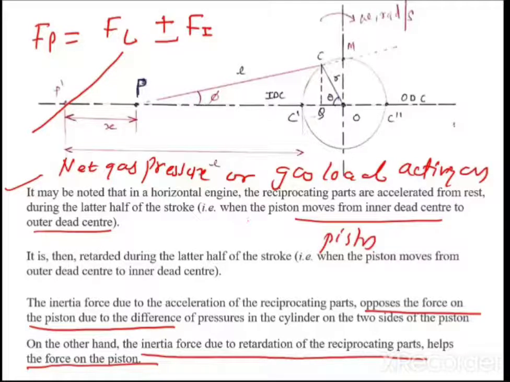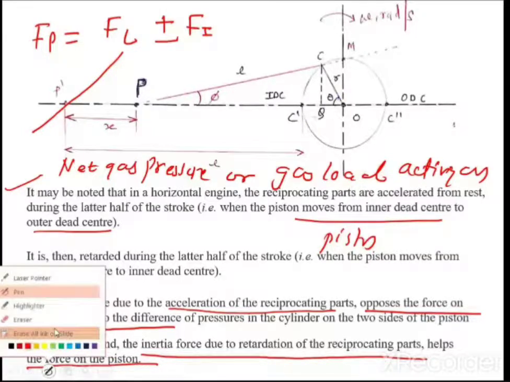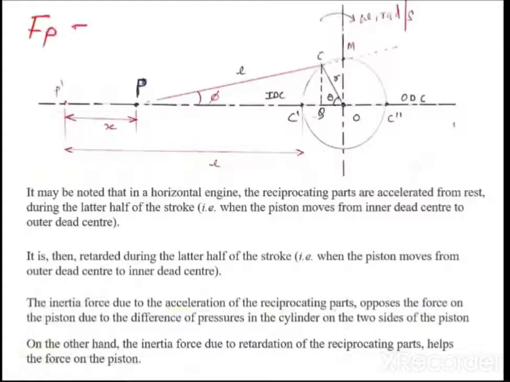सो आता जेव्हा तुमची ऍक्सेलरेशन फेज असते, the inertia force due to the acceleration of a reciprocating mass, what will happen, they will oppose the force on the piston. Means what, मला सांगा मग इथे प्लस साइन येईल की मायनस साइन येईल. म्हणजे सांगायचा मुद्दा असा आहे, तुम्हाला समजत नसेल तर मी अजून सोपं करून सांगतो. तर FP, that is the total piston effort, is always equal to FL plus minus FI.